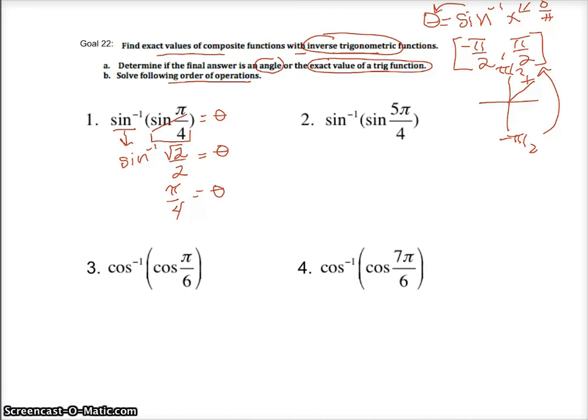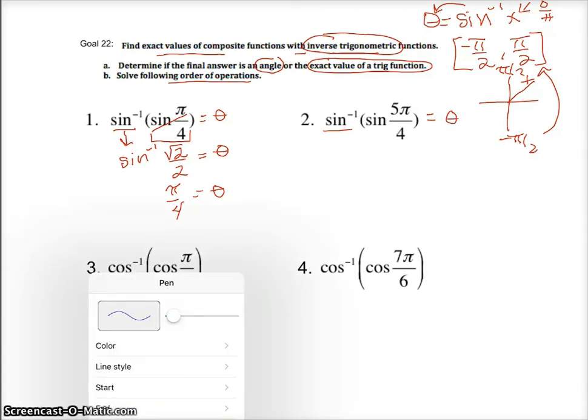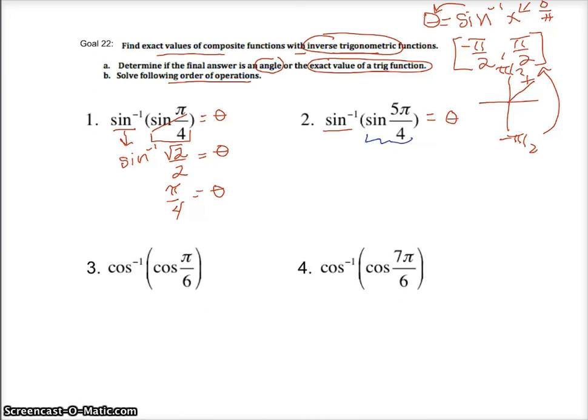Example 2. The function on the outside is an inverse, so that tells me that ultimately we will be solving for an angle measure. To follow order of operations, we will evaluate the inside first. The sine of 5 pi over 4. I know that my reference angle is 45 degrees. We know the sine of 45 degrees is the square root of 2 divided by 2. We do need to determine the quadrant we are located in so we know whether this is positive or negative root 2 over 2.